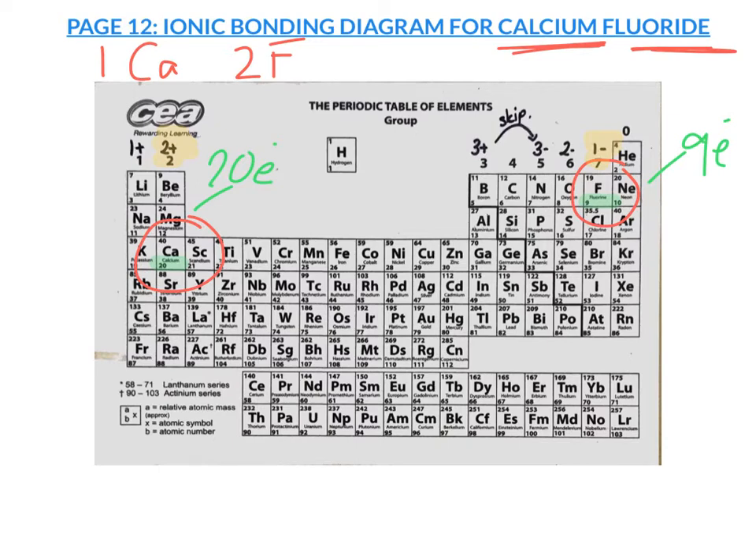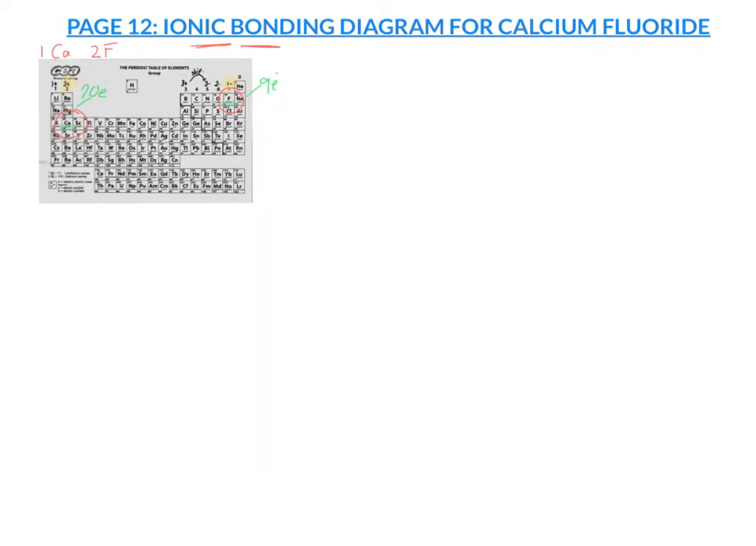Okay, so last time we just needed 1 of each. This time we need 1 metal and we need 2 non-metals. So you're going to see why in a wee second. Now we're going to draw calcium first. So again, remember, you put your element symbol in the middle, so Ca in the middle.